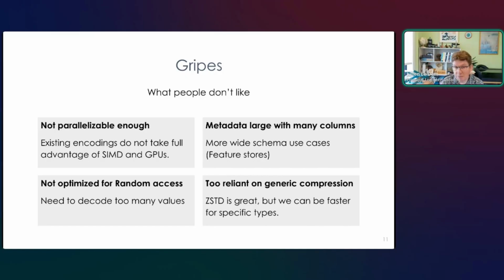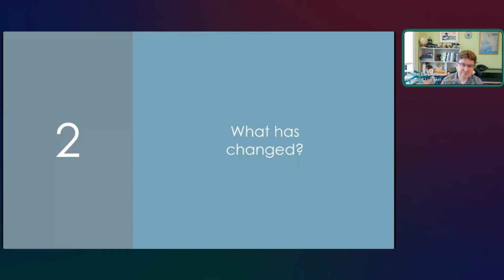It's also not optimized for random access, right? There's a bit of read amplification because when you want to read one value, the minimum size you decode is one page. If you use ZSTD, and we're a bit reliant on generic compression like this, it compresses well, but it requires decoding the entire page to read one value. So there's a bit of read amplification.